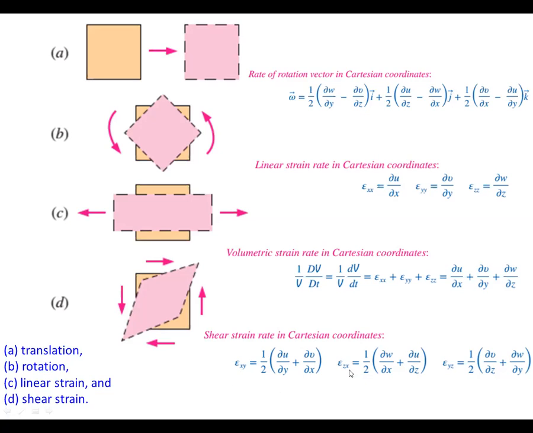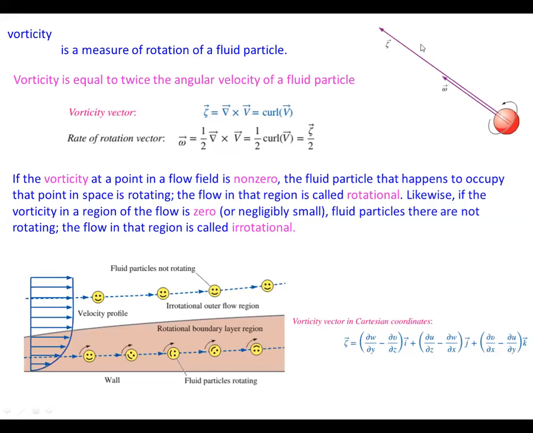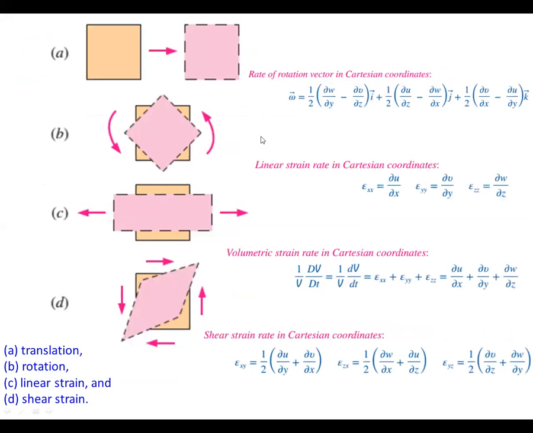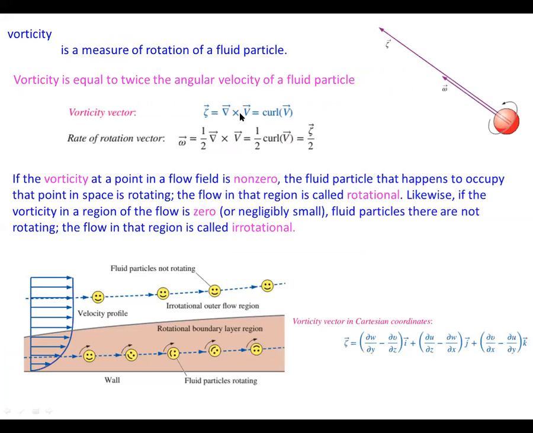Another quantity is vorticity. Vorticity is a measure of rotation of a fluid particle. Vorticity is equal to twice the angular velocity of a particle. So the vorticity vector, zeta, equals del cross V, that is, the curl of the velocity vector. The rate of rotation vector, omega, is already seen here. The omega vector is equal to half of the vorticity vector.